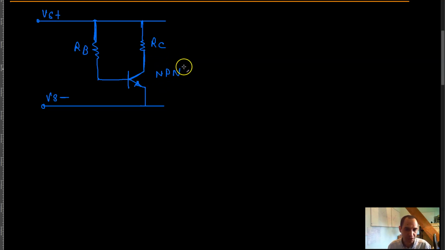But about NPN transistors, these are essentially current driven devices, meaning that current goes from the positive rail through this resistor, through the base, through the emitter, to the ground. In any circuit there is a positive supply rail and a negative supply rail, and any electronic circuit is essentially a conductive path that causes current to flow from the positive rail of the power supply back to the negative rail of the power supply.